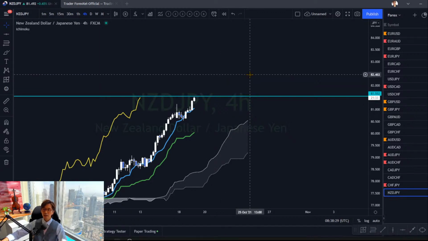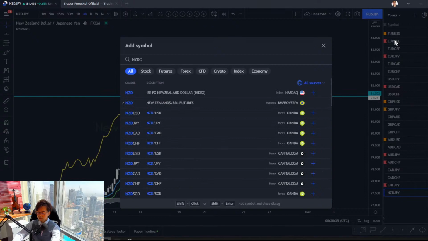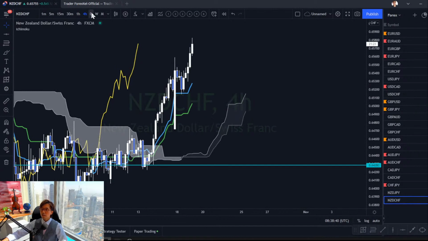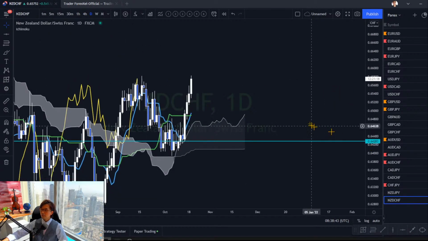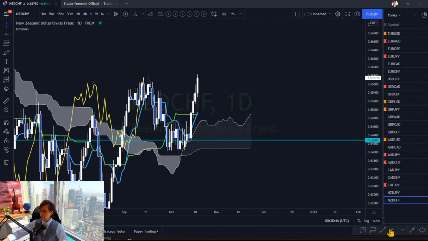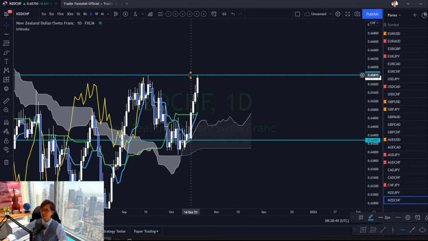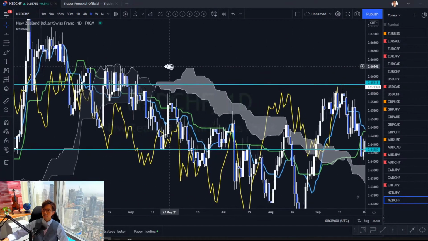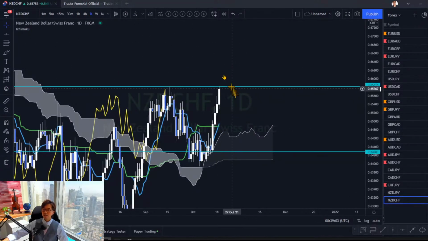And also NZD Swiss franc. Let's look at the daily chart first. The daily chart is exactly at the previous resistance level, so it may retrace backwards. And the Kijun-sen is flat in the daily chart. So I don't feel positive to buy at this moment. It looks like it may retrace backwards. So I prefer to go for NZD JPY in these examples.